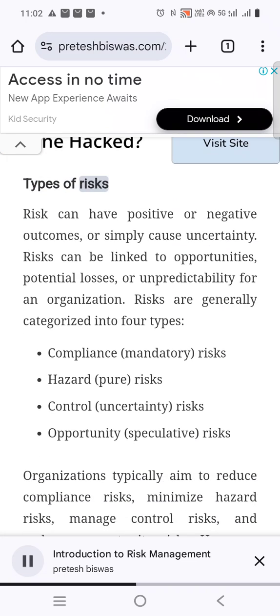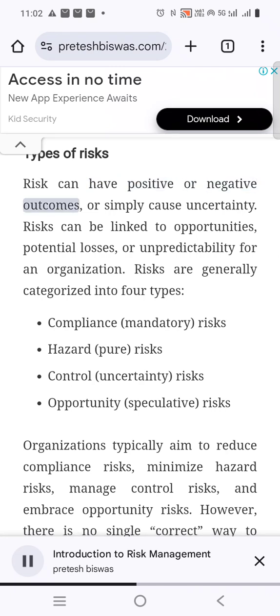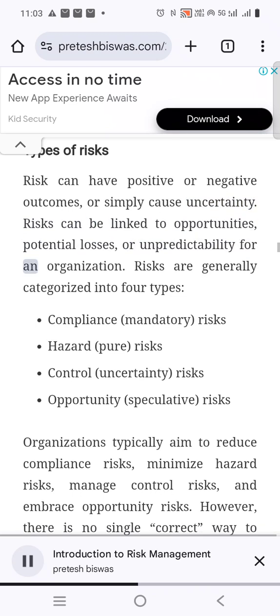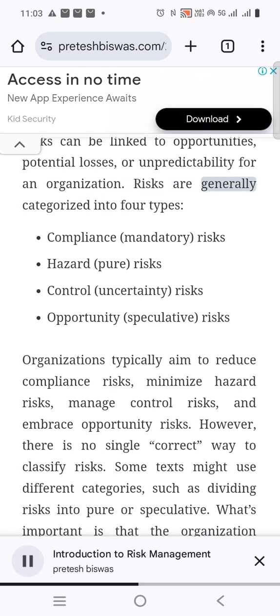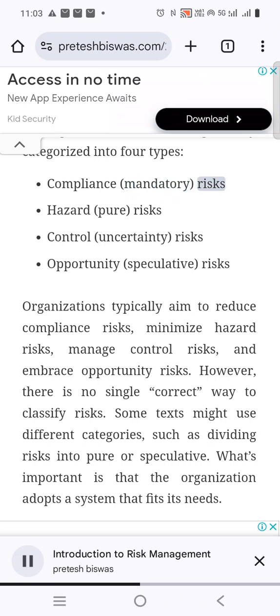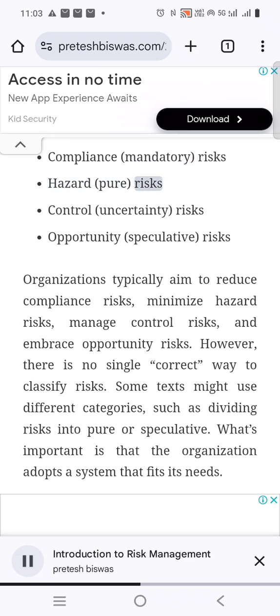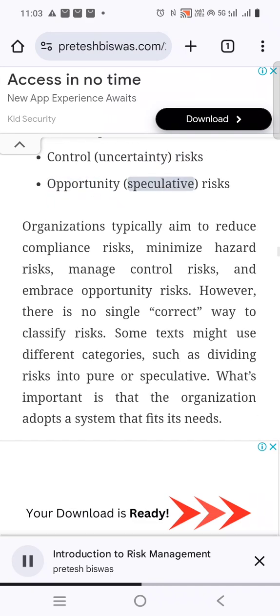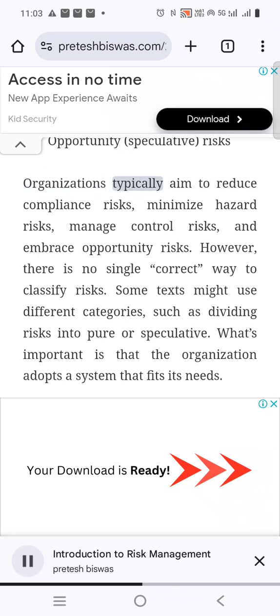Types of risks. Risk can have positive or negative outcomes, or simply cause uncertainty. Risks can be linked to opportunities, potential losses, or unpredictability for an organization. Risks are generally categorized into 4 types. Compliance, mandatory risks. Hazard, pure risks. Control, uncertainty risks. Opportunity, speculative risks. Organizations typically aim to reduce compliance risks, minimize hazard risks, manage control risks, and embrace opportunity risks.